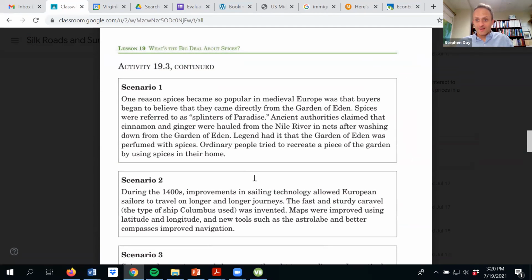Consumers hear that they didn't know before, but now they know that spices are splinters of paradise. That's a consumer taste thing. So this is going to be a demand side thing. Now the supply might respond to that later, but it's going to be at first step a demand thing.